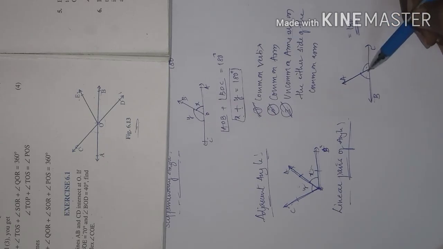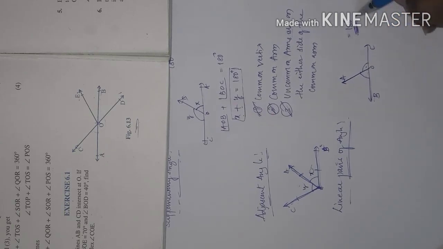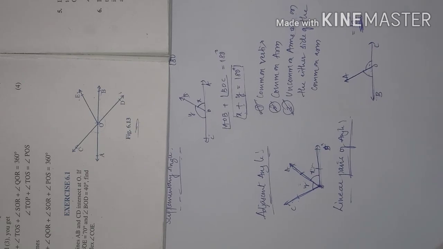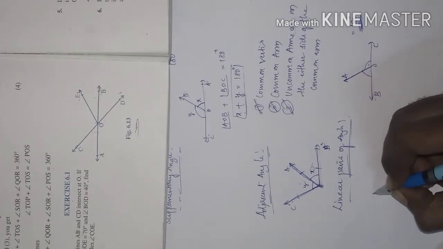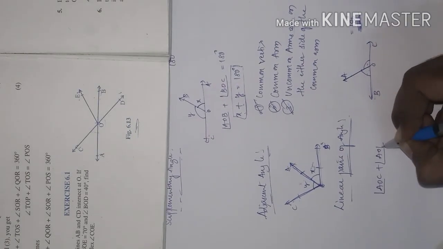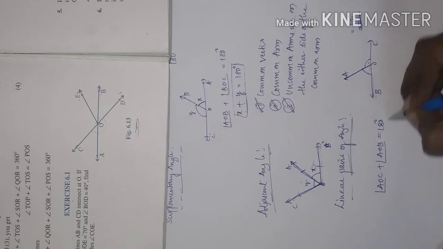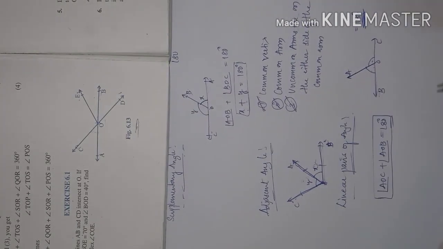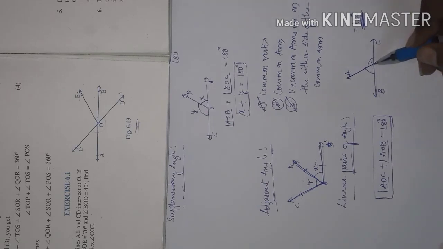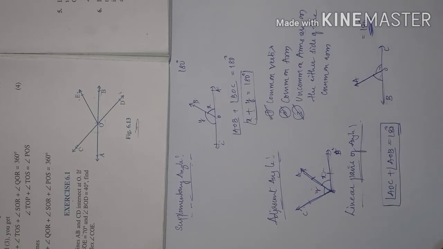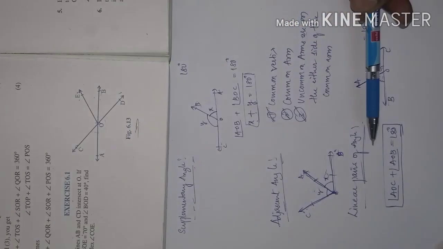A ray standing on a line, the sum of the two adjacent angles so formed is equal to 180 degrees, then it is said to be a linear pair of angles. I will just mention here angle AOC plus angle AOB is equal to 180 degrees. If it forms 180 degrees, then only it is said to be a linear pair of angles, and that too adjacent angles only.